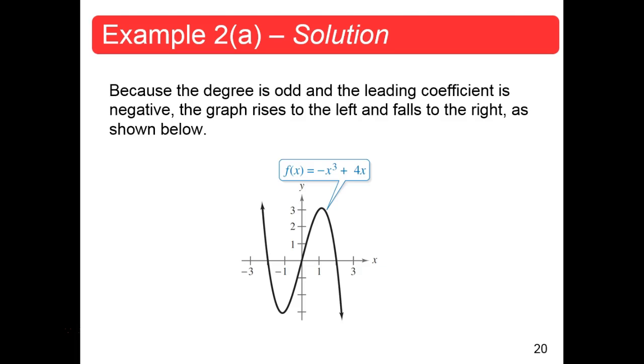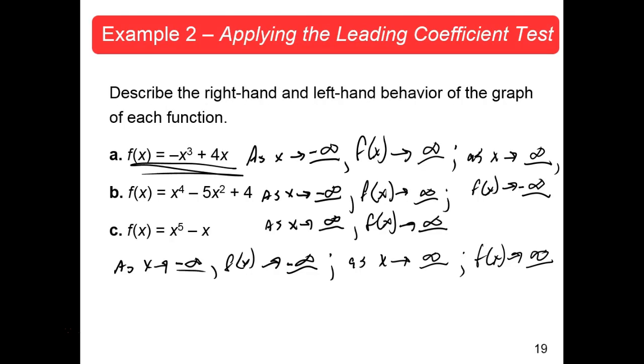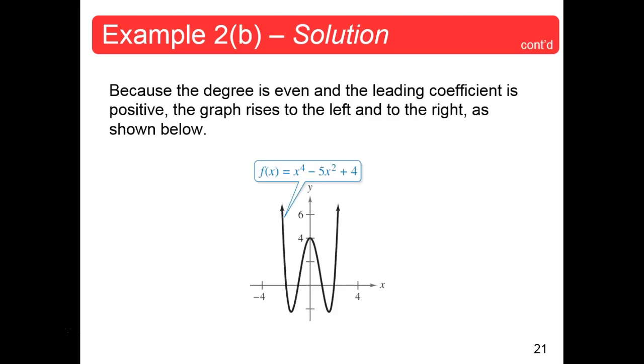The second one, which is x to the fourth minus 5x squared plus 4, looks like this. Now, because the degree is even, that means the function is going to be going in the same direction, depending on the sign that's in front. And what's the sign in front?